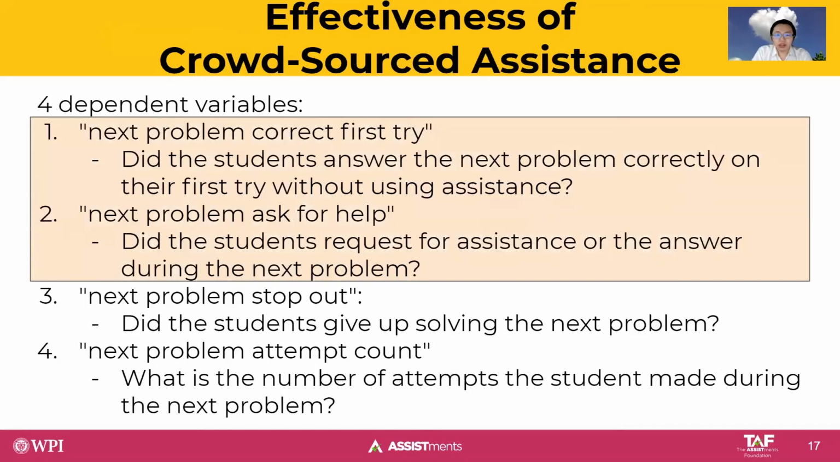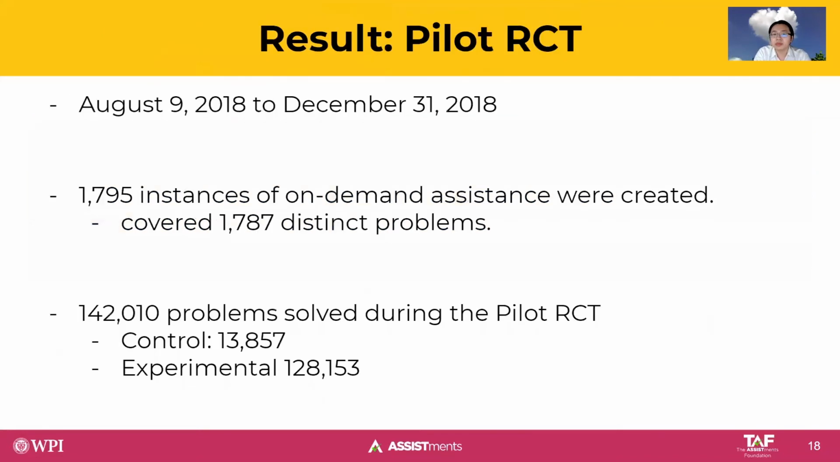The 4 dependent measures are whether the student answered the next problem correctly on their first try and whether they asked for help in the next problem. We also include the other 2 dependent variables, whether they give up and how many attempts they made on the next problem. We included them because we want to make sure that we didn't get a positive result on the dependent measure we cared about because the student takes 10 more attempts on average in the next problem. It didn't negatively impact something else.